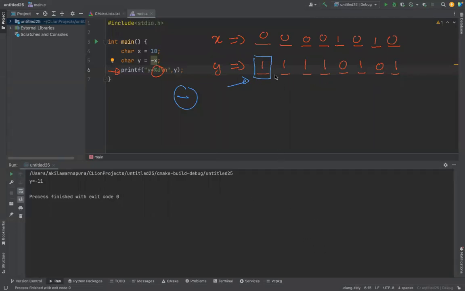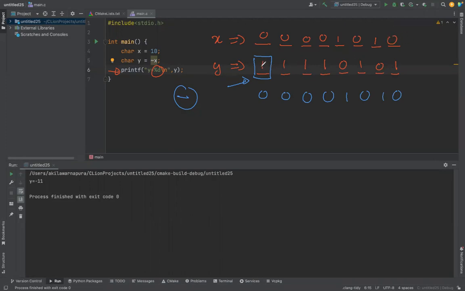You need to get the 2's complement notation. How to get the 2's complement? First, invert the bits, after that add 1. Okay, invert the bits. Here 1 means 0, 1 becomes 0, 1 becomes 0, 1 becomes 0, 0 becomes 1, 1 becomes 0, 0, 1, 1, 0. And when you invert the bits, you will get this value again.